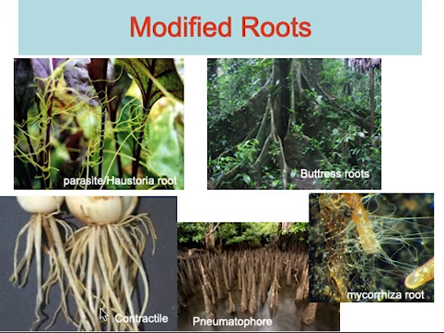Contractile roots continuously pull the plant deeper into the ground as the stem elongates, so it can remain subterranean or at an appropriate level in the ground. The example is the lily bulb.